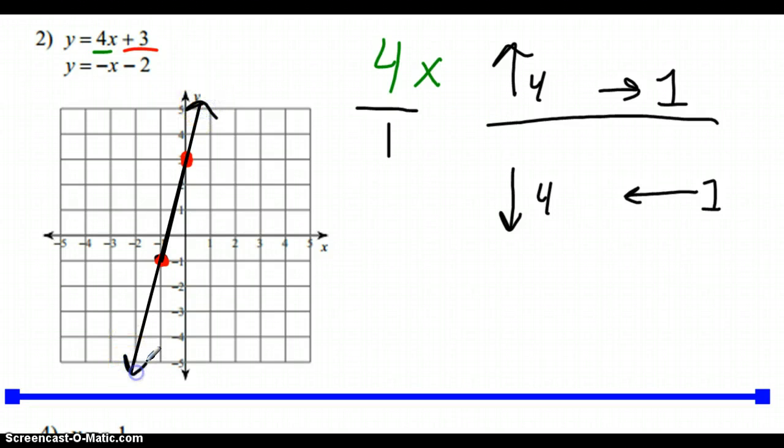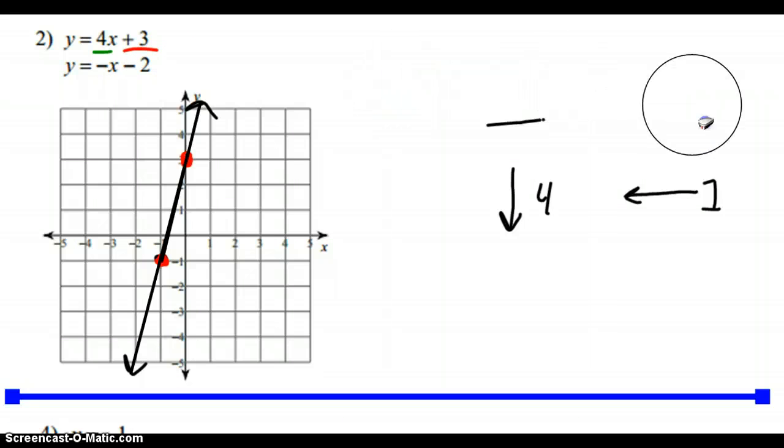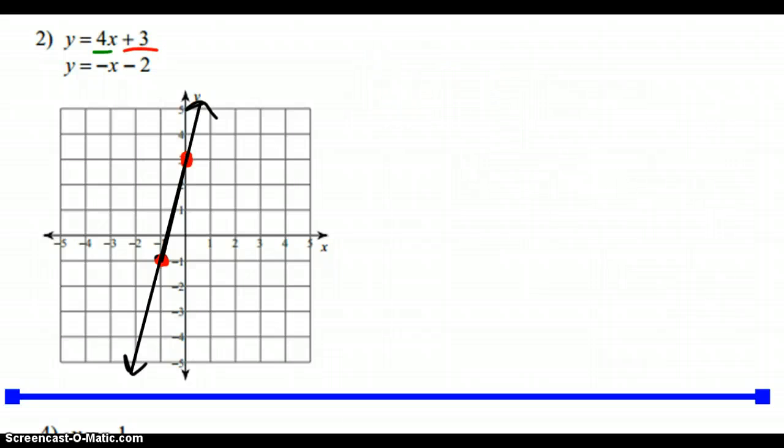Some arrows on the end because it continues forever. Now let's graph our second line. Get this out of the way for us. Our second line tells me that I need to start at a -2. Alright, so we'll start here at a -2. And now for our slope on this one, it just tells me I have a negative x.